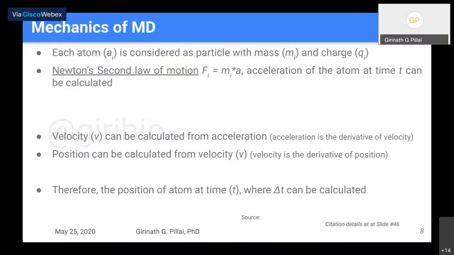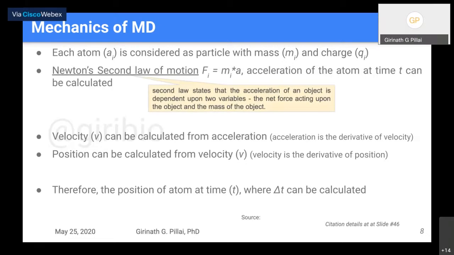The mechanics of molecular dynamics: each atom Ai is considered as a particle with mass Mi and charge Qi. That's where Newton's second law of motion is applied, where F = m × a. The acceleration of the atom at time t can also be calculated. When you check with velocity, acceleration is the derivative of velocity. And when you look at the position, velocity is the derivative of position. So this is how you derive them. Therefore, the position of an atom at a particular time t, given the change in time, can also be calculated.